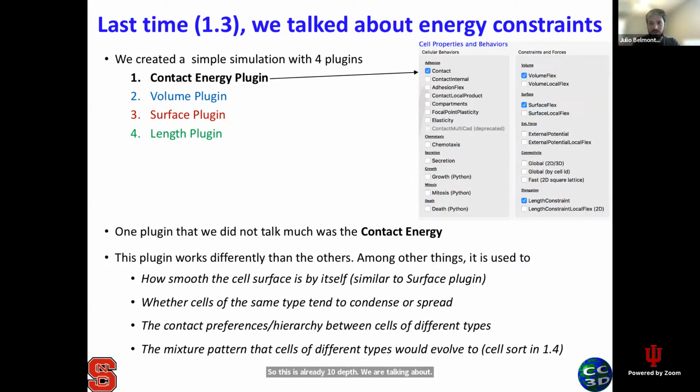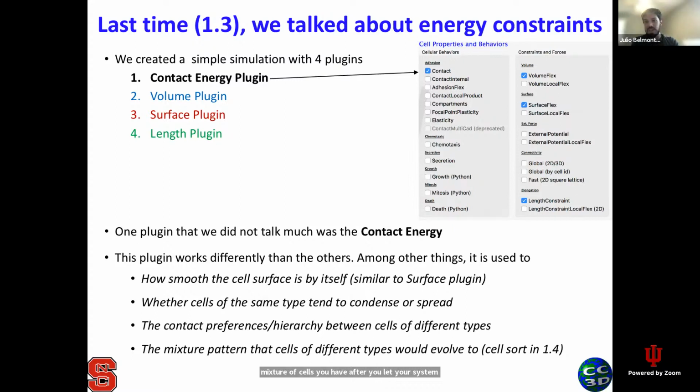So this is already telling us that the number of parameters goes with the square of the number of cell types that you have in your simulation, right? And the other thing, which you saw in module 1.4 and which Hayden and James will talk a little bit more about today in module 2.1, is that the way you set the hierarchy and the values of those different contact energies between cells of different types can determine the end pattern that a mixture of cells will have after you let your system evolve, okay?